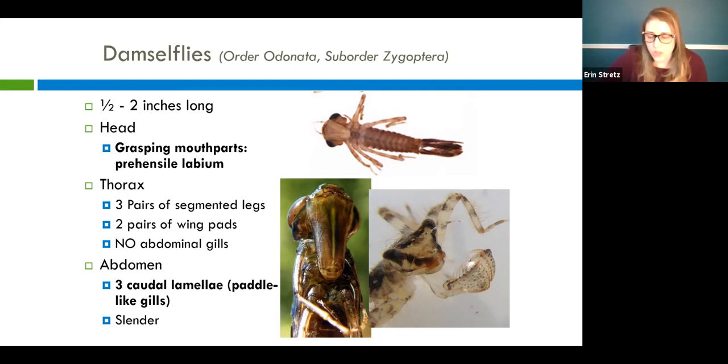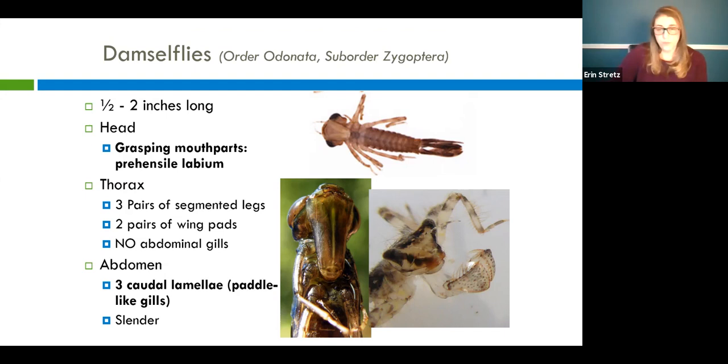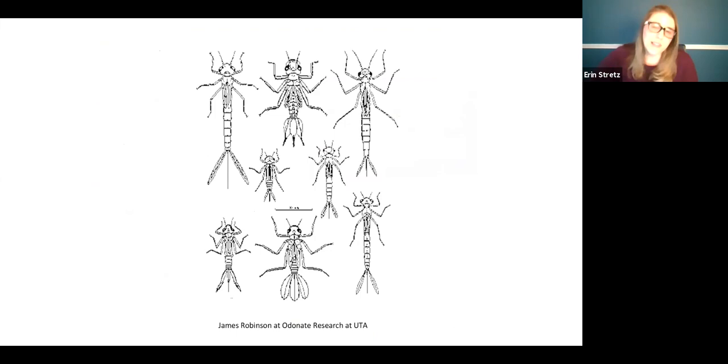I think in the next image we'll get a better look at those gills at the end of the body. But something else that is really important to look for is this grasping jaw, this lower jaw that extends out, remember, to grab its prey and bring it back to feed. This shows how they're slender and longer, and this is much different from the dragonfly larvae that we'll find that also have that mouth part.